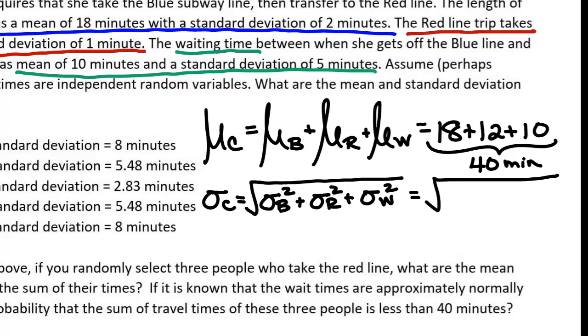So for the blue line, I get 2 and then squared. Red line is a 1 minute standard deviation, so 1 squared. And the waiting time has a standard deviation of 5 minutes, so 5 squared. So that'd be 25, 29, square root of 30, I think, if I'm doing this right in my head.